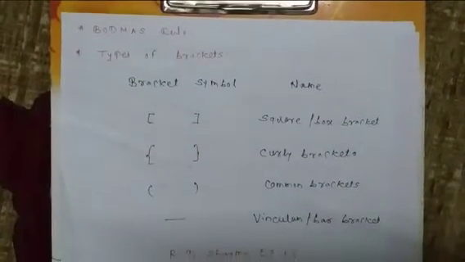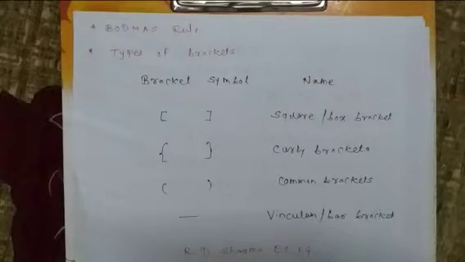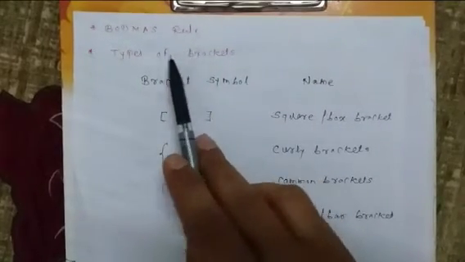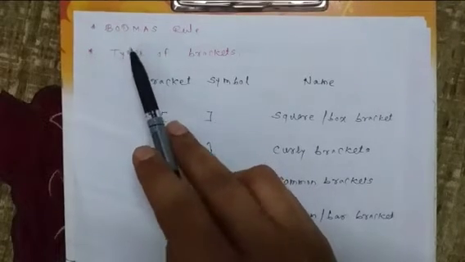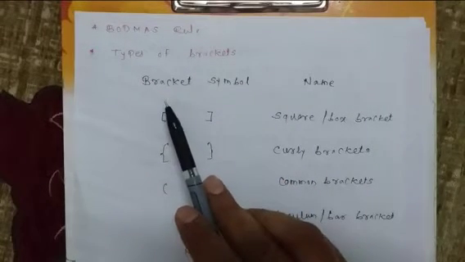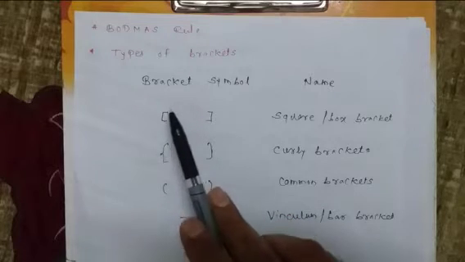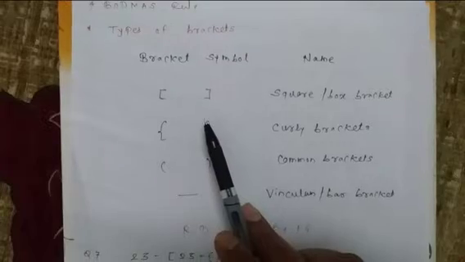In this video, we are going to learn types of brackets. In the previous video, we revised the BODMAS rule. As per the BODMAS rule, first we have to solve the brackets. But if there is more than one type of bracket in the same question, how to open them, or what is the sequence of those brackets, that we have to learn. Before that, let's see the types of brackets.